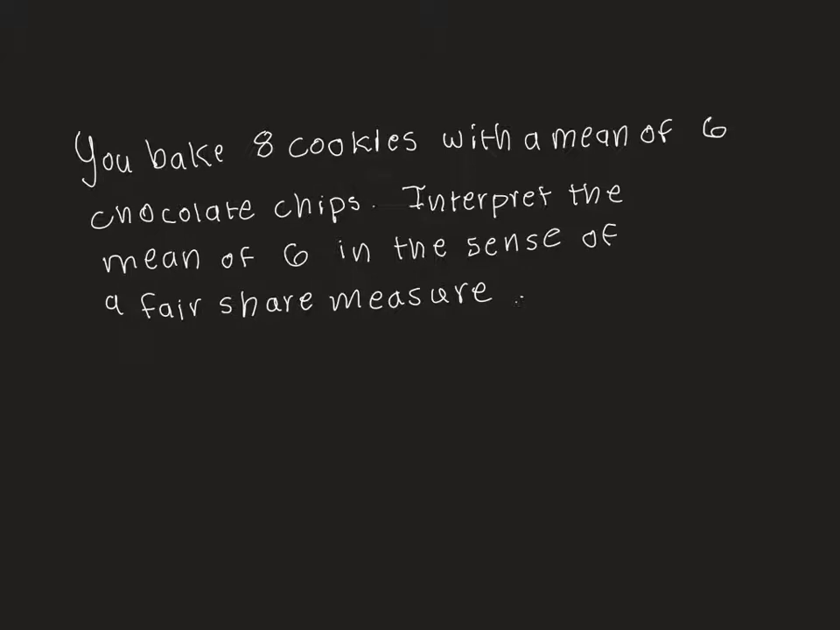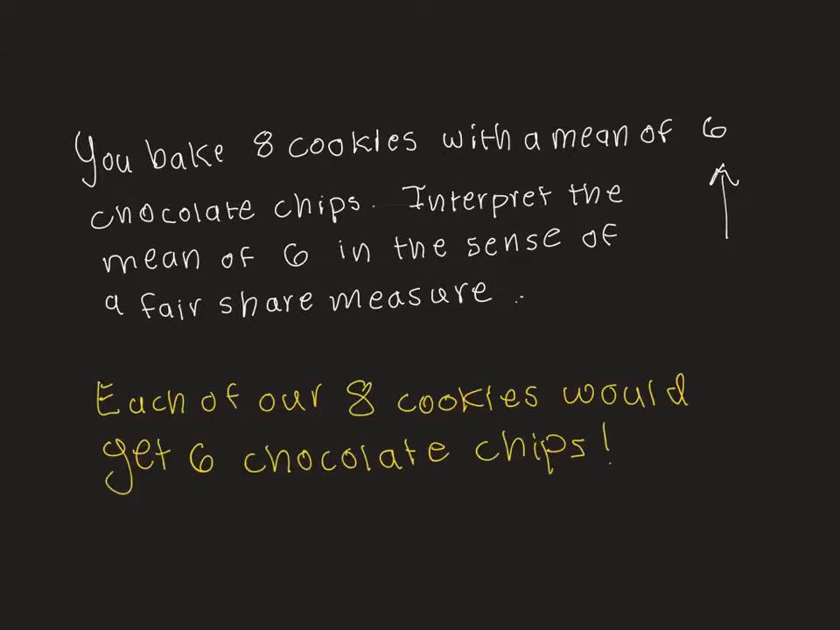But in this case, they just give it to us, which is super awesome because we don't have to do the math. What is the mean? 6. So, with that in mind, if we're using the fair share interpretation, how many chocolate chips would each cookie get? Easy. 6. And boom, there you go. There's your answer. Easy. Now we have to represent this.